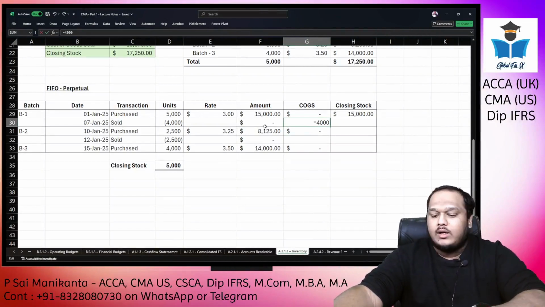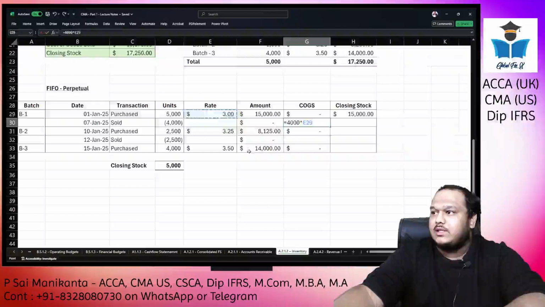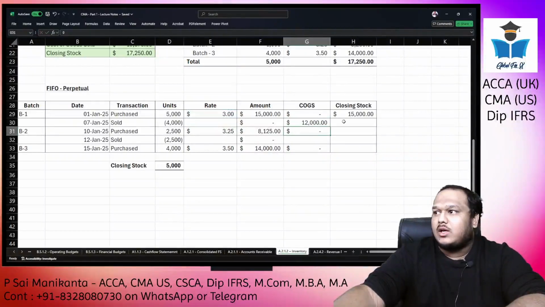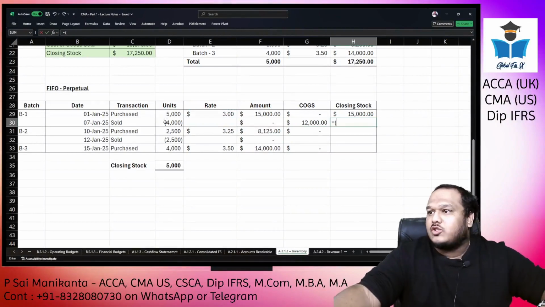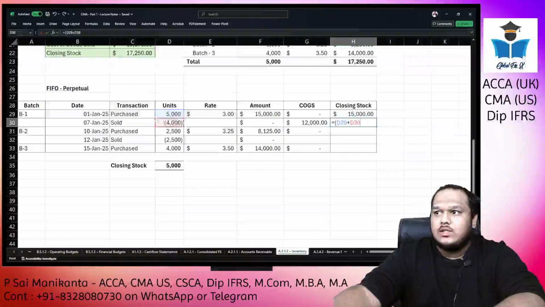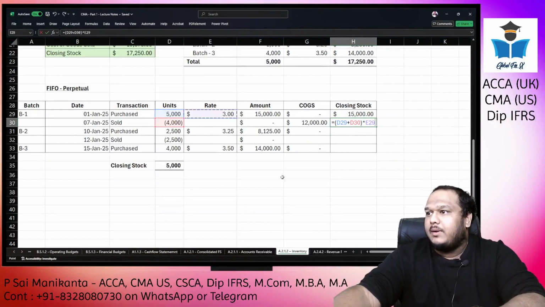4,000 units at what rate? This entire 4,000 is from the first batch only, so $3 each. So COGS is 12,000. Closing stock, how many units are there in closing stock? From batch 1, 5,000 minus 4,000. Since this is already a minus number, I'm just putting a plus here. 1,000 units are there, multiplied by $3 each.